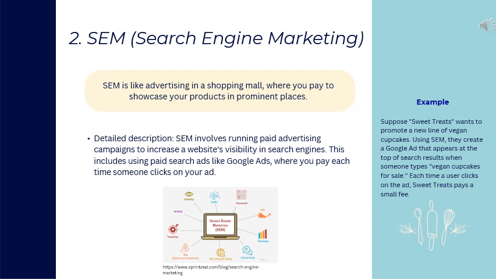An example: Suppose Sweet Treats, the bakery, wants to promote a new line of vegan cupcakes. Using SEM, they will create a Google ad that appears at the top of search results when someone types vegan cupcakes for sale. Each time a user clicks on the ad, Sweet Treats pays a small fee.